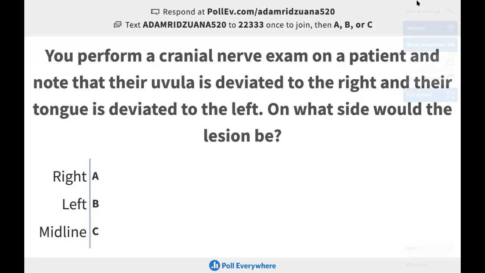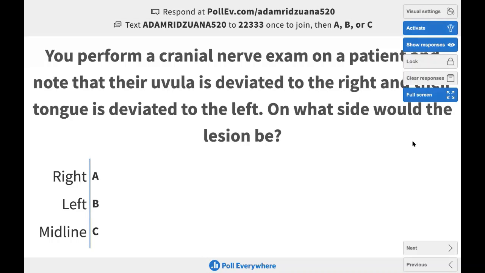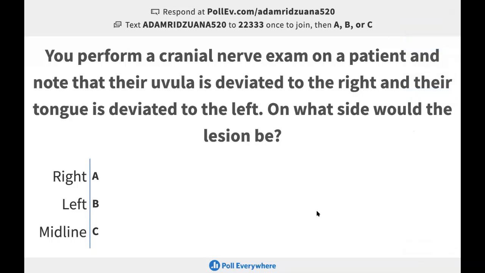Yeah. Cracking. So you perform a cranial nerve examination on a patient and note that their uvula is deviated to the right and their tongue is deviated to the left. On what side would the lesion be? So you have the options of right, left, and midline.